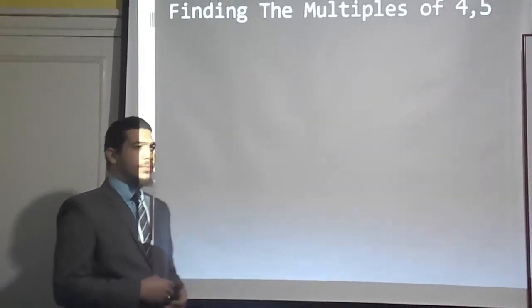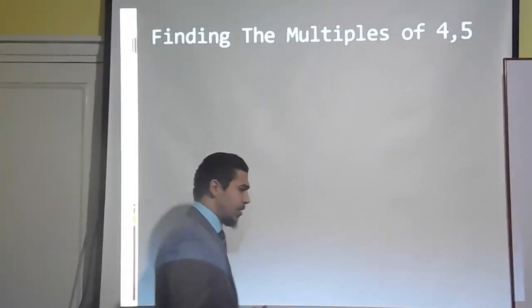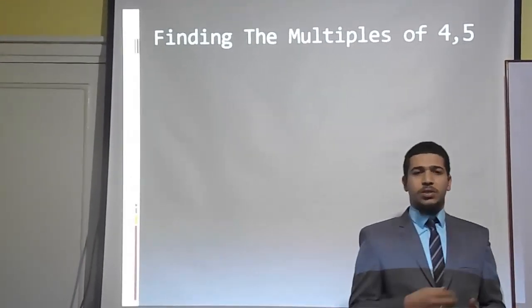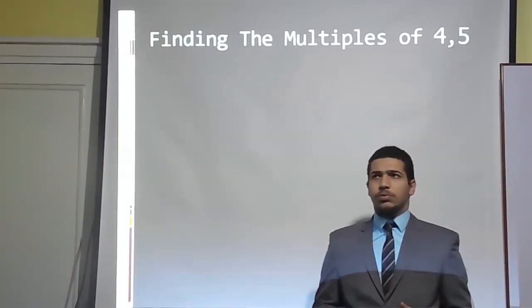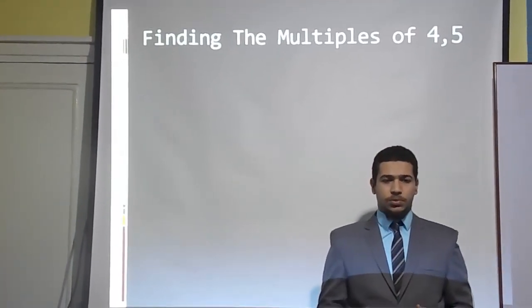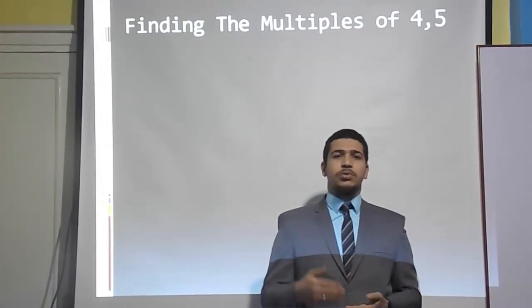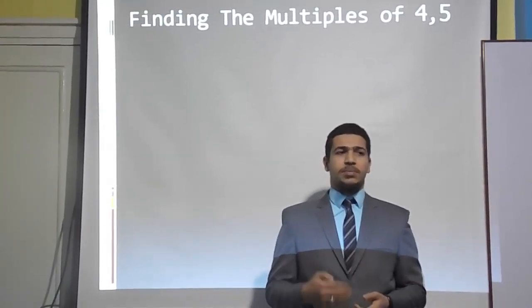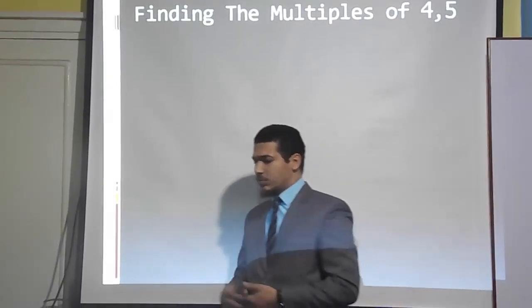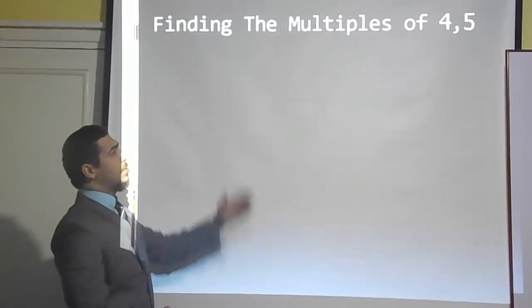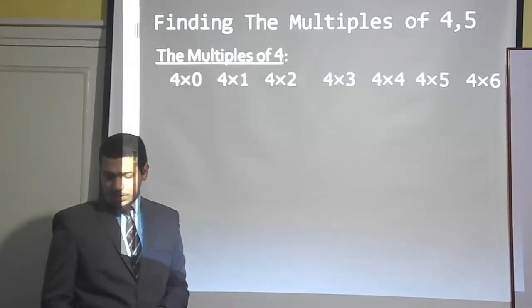Now you can do an exercise by yourself to find the multiples of the number 3. This means 3 times 0, 3 times 1, 3 times 2, 3 times 3, and so on. I will explain how to find the multiples of number 5 and the number 4.